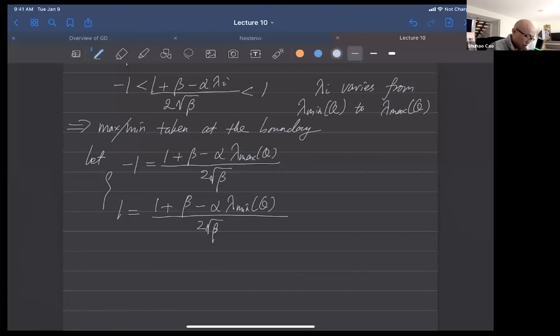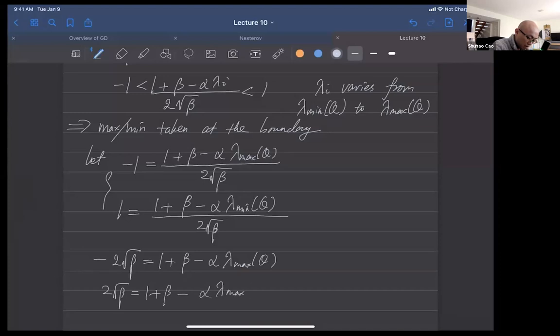For example, this equation, we have plenty of ways to solve it. For example, we multiply square root of beta times 2 to the left, and then we subtract. So we may first cancel alpha. So we have this minus 2 square root of beta equals 1 plus beta subtract alpha lambda max of q. And this is 2 square root of beta plus 1 plus beta minus alpha lambda max of q. And then we name this equation 1, equation 2.